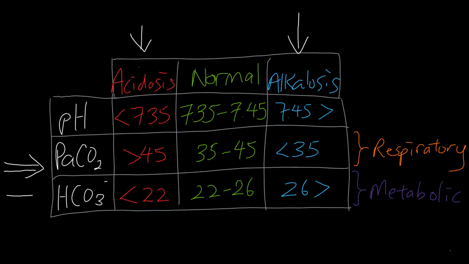In the next column, we have the bicarb, and if it falls between 22 and 26, then we can say that it is normal. If the number is less than 22, then the patient is experiencing acidosis that is metabolic related. And if the number is greater than 26, then the patient is experiencing alkalosis that is metabolic related.